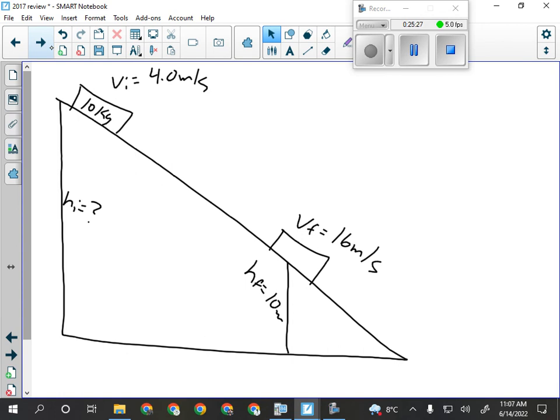Okay, it's a sled. Imagine it's a sled going down a frictionless hill. So it starts at the top. We don't know how high the top is, okay? But it's moving at 4 meters per second at the top. When it is 10 meters from the bottom, it is moving at 16 meters per second. Calculate the height of the hill.